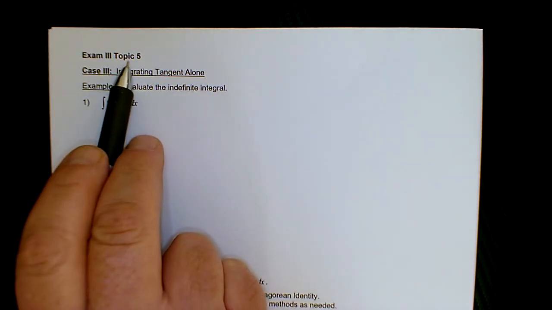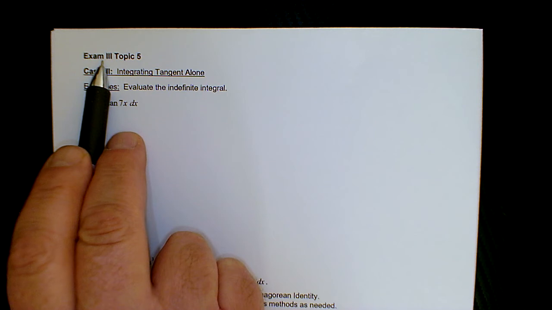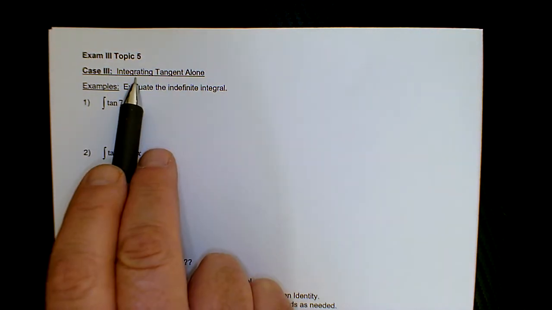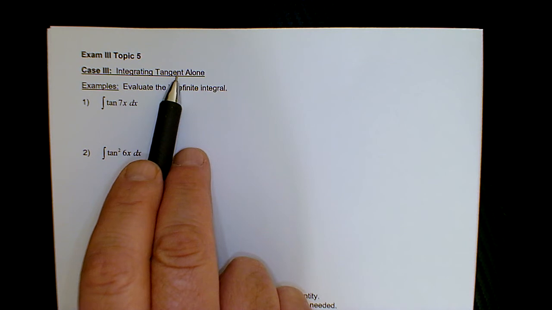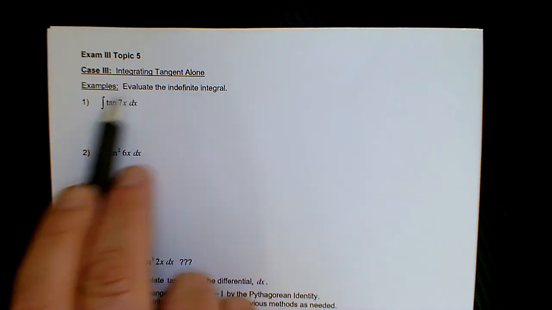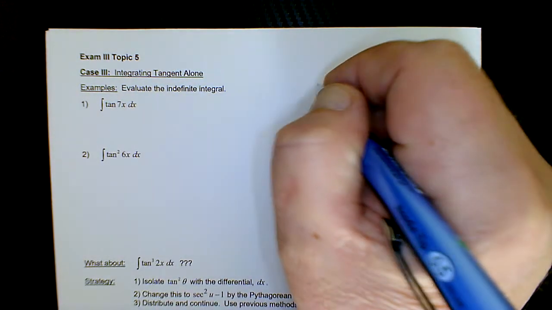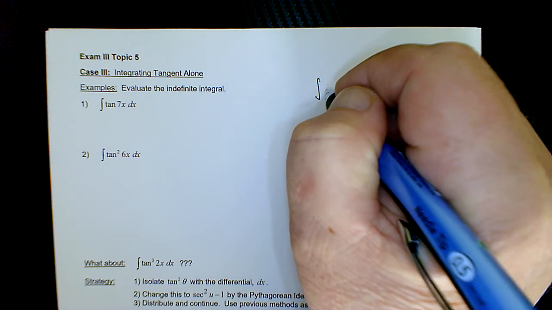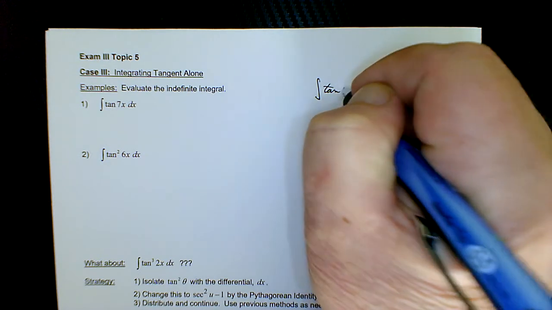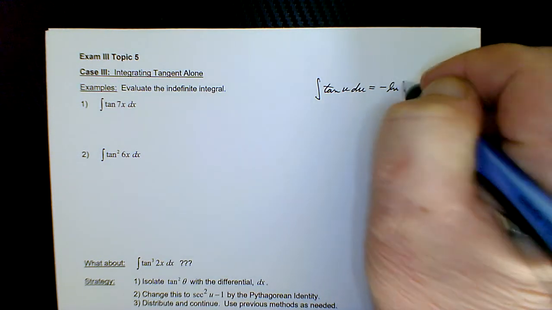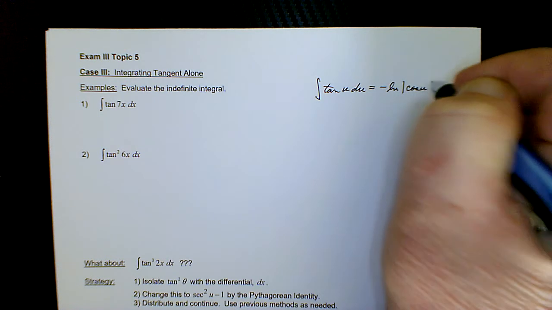Hello everyone. Here we continue with topic 5 for exam 3, which is case 3 for integrating powers of secants and tangents, and this one we're calling tangent all by itself, so integrating tangent alone. For tangent to the first, you might recall earlier in the semester we proved that the integral of tangent of u with respect to u is minus natural log absolute value of cosine of u.